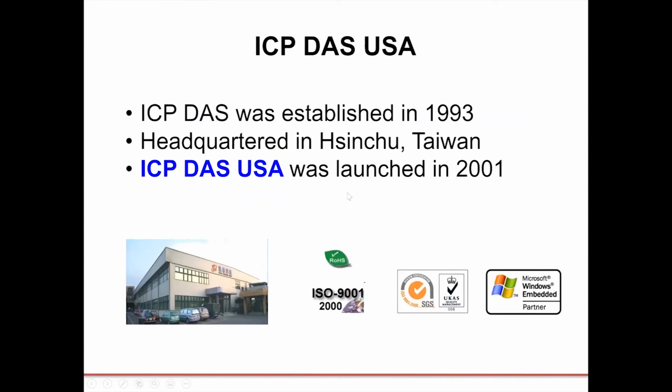So we are ICPDAS USA. ICPDAS was established in 1993. Our headquarters is located in Hsinchu, Taiwan. ICPDAS USA was launched in 2001 to support the North and South American markets. We have over 200 R&D engineers. We work closely with them to add new features to our products, develop new products, and to support our customers. Most of our products are RoHS compliant, meaning they are lead-free. We have our ISO 9001 certification, which ensures that we meet product statutory and regulatory requirements. We're also SGS certified in the UK, and we're a Windows embedded partner.